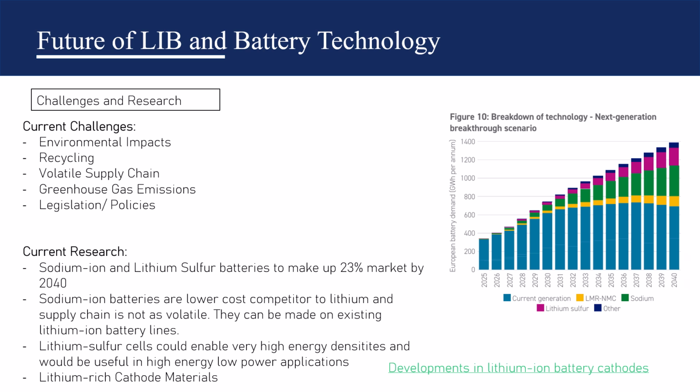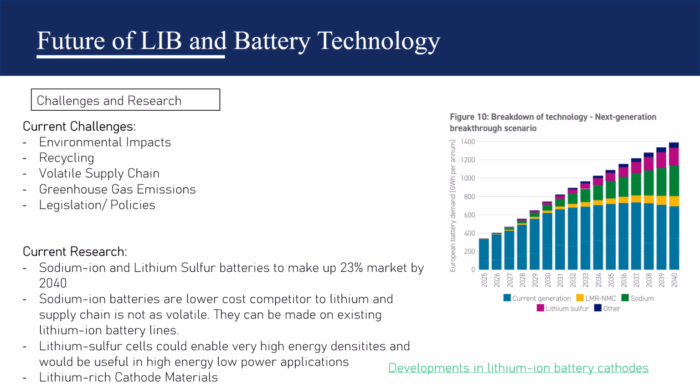Now that we've discussed some of the topics regarding cathodes, their fracture, how we're detecting them, and what's going to happen, what is the future of lithium-ion battery and battery technology looking like? There are still challenges facing the lithium-ion battery industry, and there's still current research going on for what the future might be. Some of the challenges being faced are environmental impacts, recycling, volatility in the supply chain, greenhouse gas emissions, and legislation. Whether lithium-ion battery technology improves a lot more is going to depend a lot on legislation and what countries want, and whether we'll have the materials to meet those needs in the future will also depend on how we're able to recycle the material.